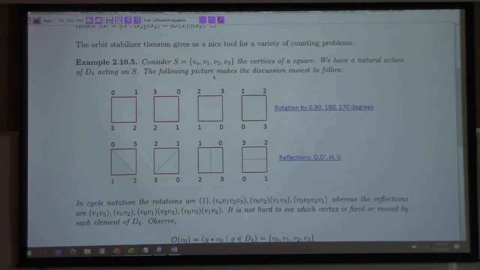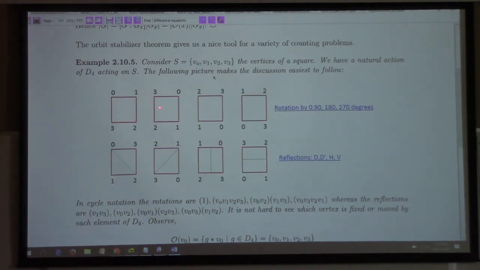So D4 has rotations by 90, 180, 270, or all the way around, right? And then you've got the reflections. There are 4 of them. The 4 reflections are the horizontal, the vertical, and then across the 2 diagonals. Here's a picture of each one of the elements of D4.